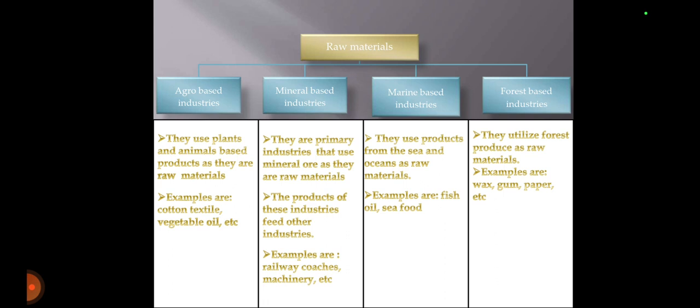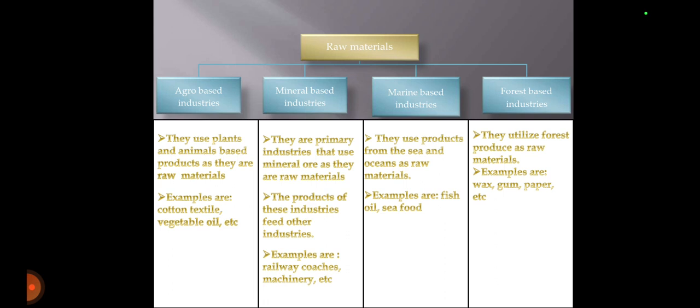According to raw material, agro-based industries use plants and animal-based products as their raw material. Examples are cotton textile and vegetable oil, etc. Mineral-based industries are primary industries that use minerals as their raw material. The products of these industries feed other industries. Examples are railway coaches and machinery.